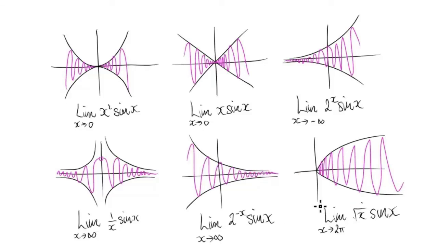And then for this one here, as x heads towards 2 pi, I don't know where 2 pi is. Let's just guess 2 pi is somewhere over here. We've got to head towards 2 pi from the right hand side and from the left hand side. Let's just imagine 2 pi somewhere over here. We're heading towards 2 pi, and I don't know exactly where it's going to end up, but it's going to be somewhere around here.